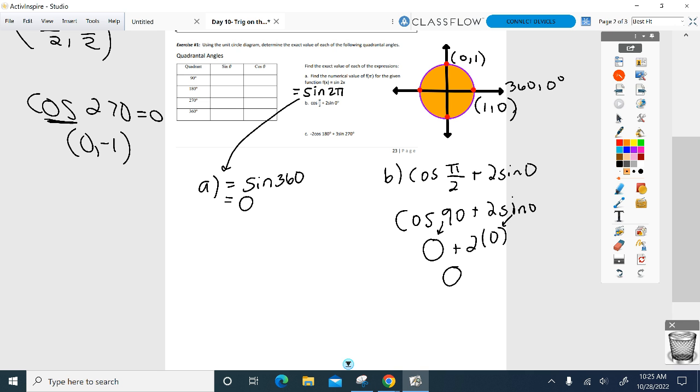The next one will not be 0, I can guarantee that. Ready for the last one? Negative 2 cosine 180 plus 3 sine 270. Ready?